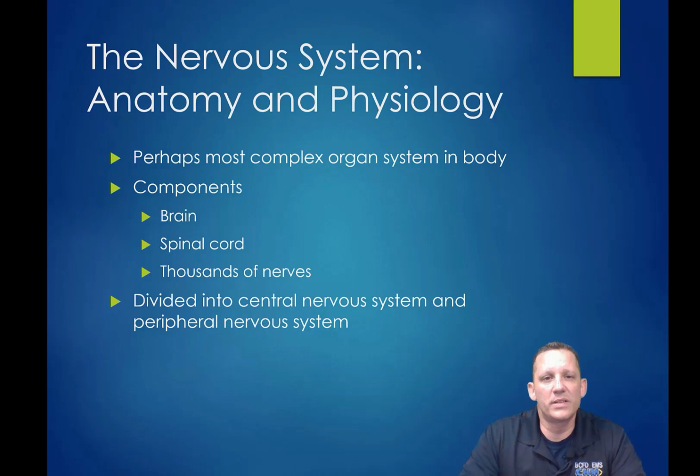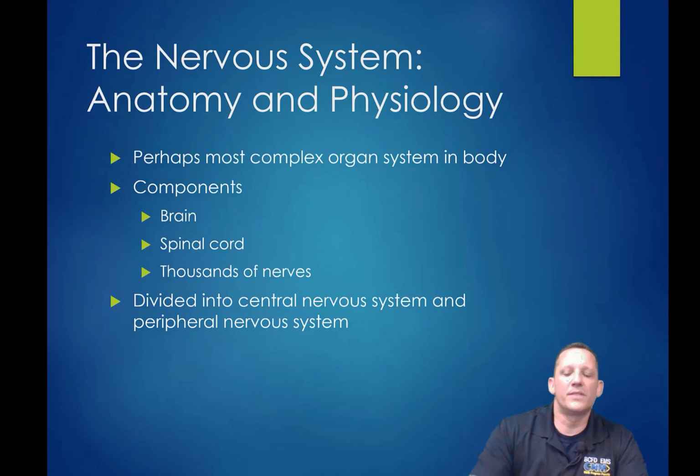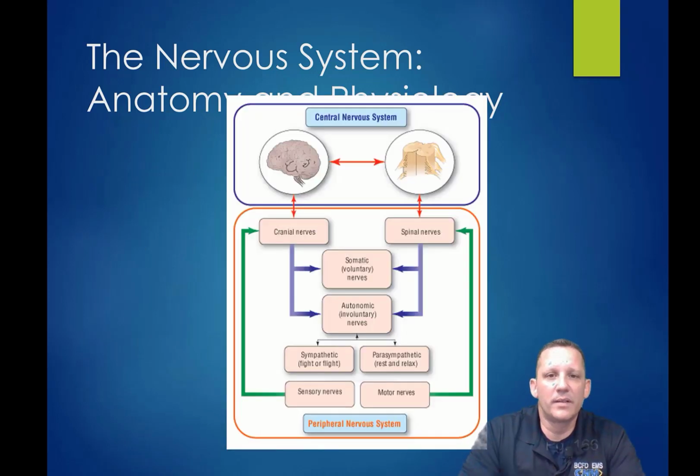Now, the biggest components of the nervous system are the brain, obviously, the spinal cord, and then thousands and thousands of nerves. You can divide the central nervous system from the peripheral nervous system. As we're coming down, we see the brain and the spinal nerves, right? That is the main trunk of the nervous system, which is the brain talking to the spinal nerves.